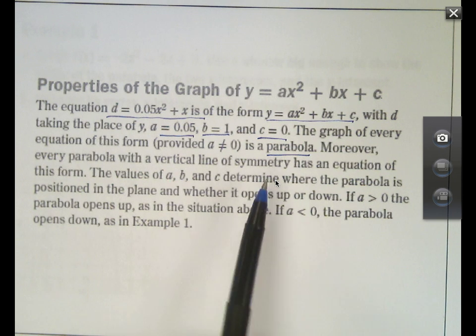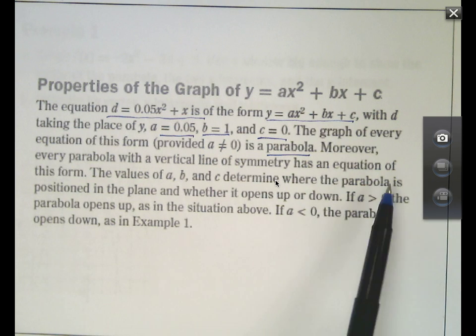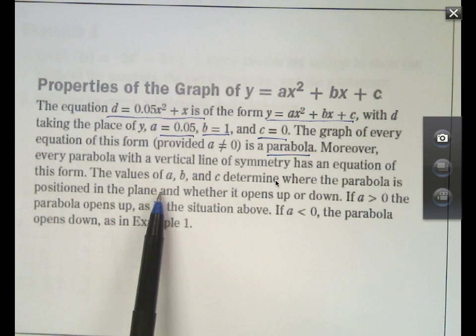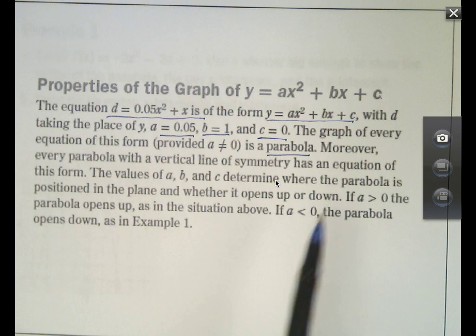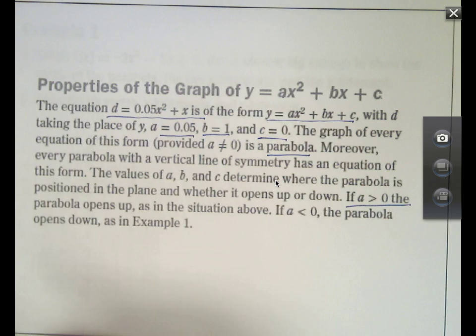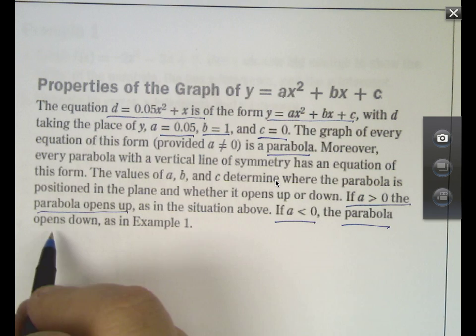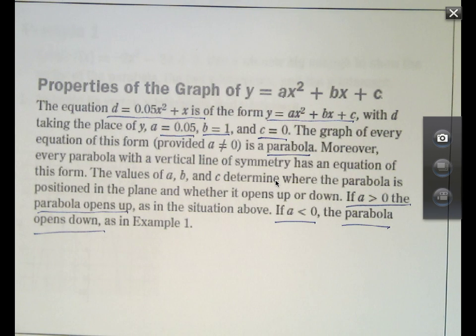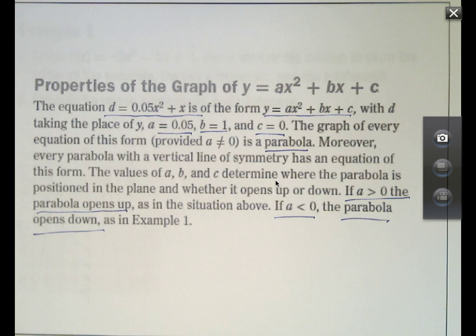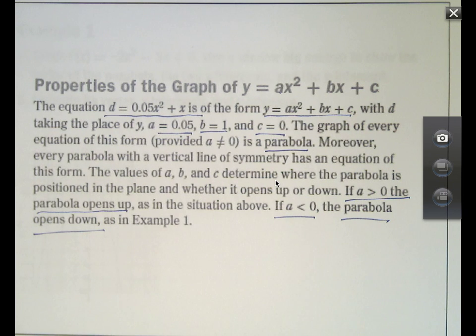Moreover, every parabola has a vertical line of symmetry and has an equation of this form. The values of a, b, and c determine where the parabola is positioned in the plane and whether it opens up or down. Same as before, a tells you: if a is greater than 0, the parabola opens up. If a is less than 0, the parabola opens downward. Okay, much like before. So in this case, 0.05 is our a. 0.05 is positive, so we knew that that was going up.